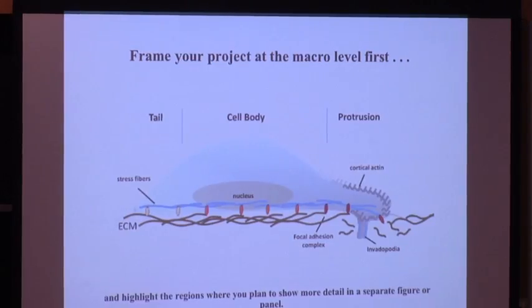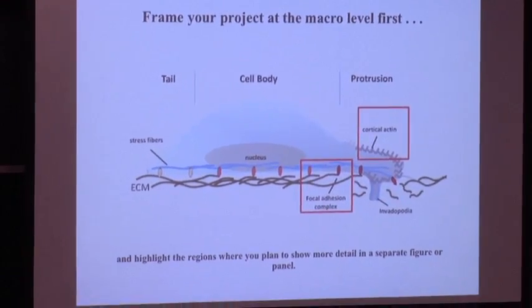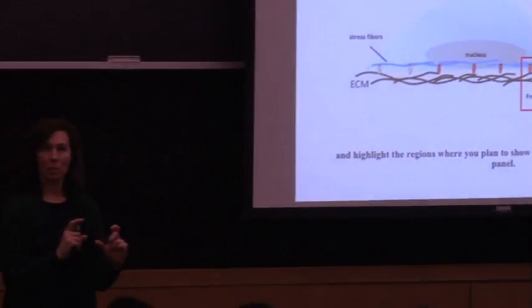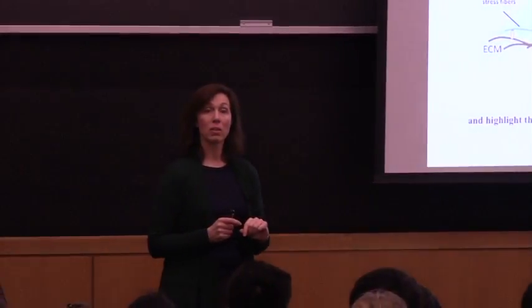And then I'm going to specifically draw a more detailed figure at what's going on here at the leading edge of the cell and what's going on here when the cell is forming focal adhesions, right? So you can imagine a 3 or 4 panel figure in which you have the big biological picture and then more details about what your thesis is specifically about. Does that make sense?